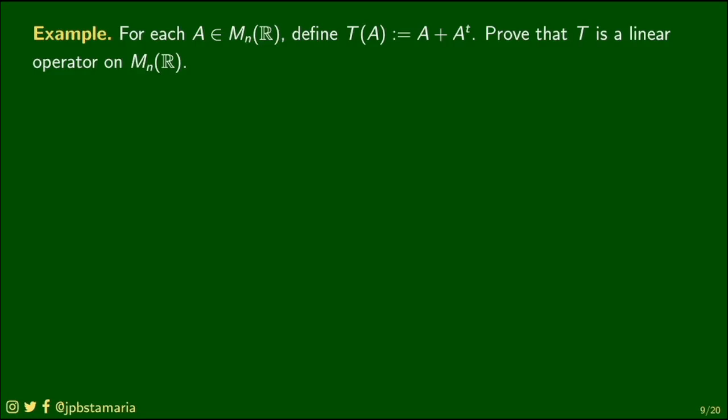So to check the axioms, let's begin with axiom L1. We will take two matrices A1 and A2 from the vector space M_n(R).